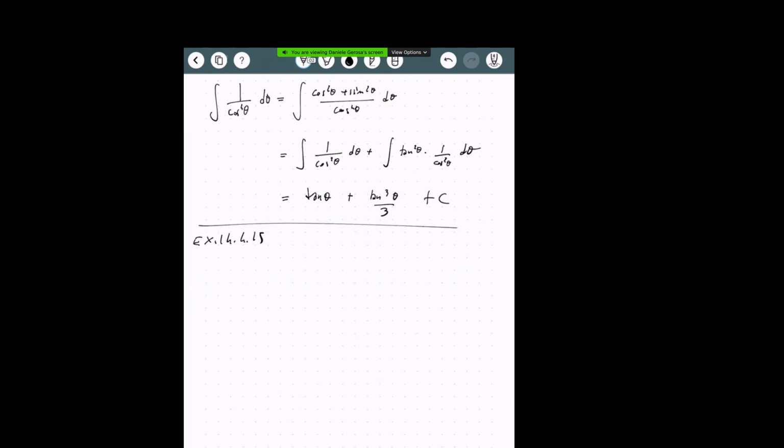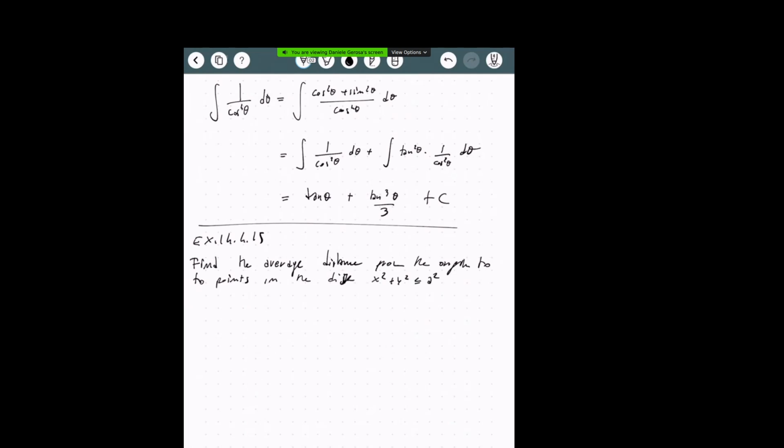We want to find the average distance from the origin to the points in the disk x squared plus y squared less or equal than a to the power of 2.